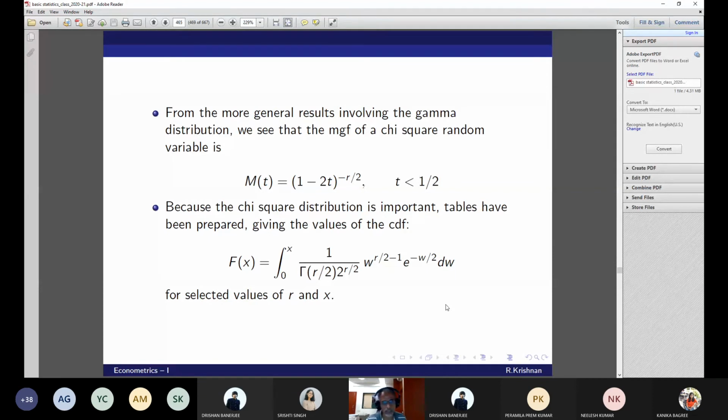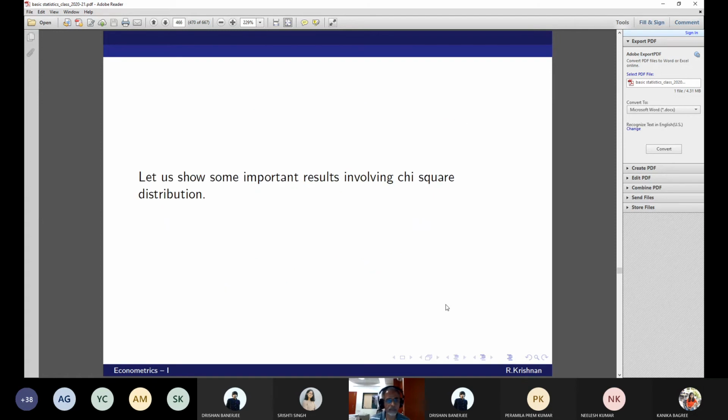Okay, now this is the CDF of a chi-square random variable. This is what is tabulated as the chi-square tables. This is what we are going to use later on. This is the expression for the CDF of a chi-square random variable.